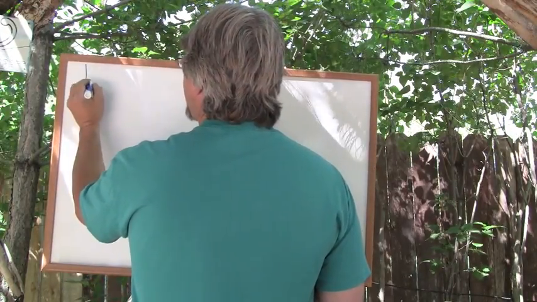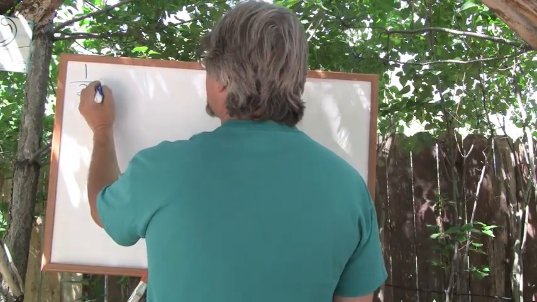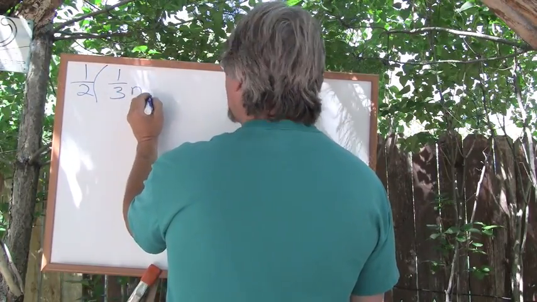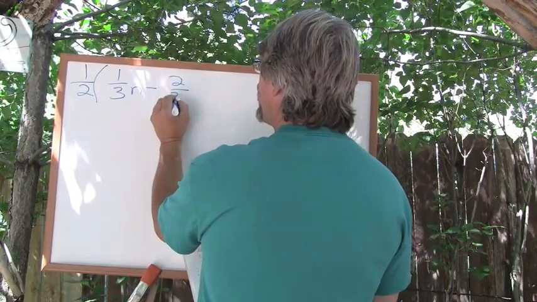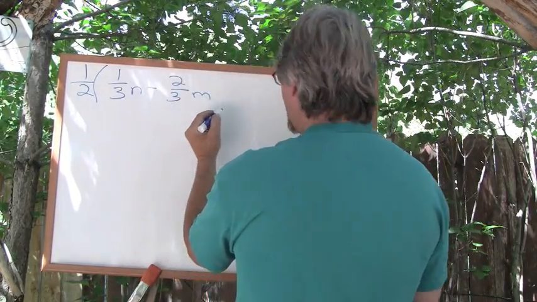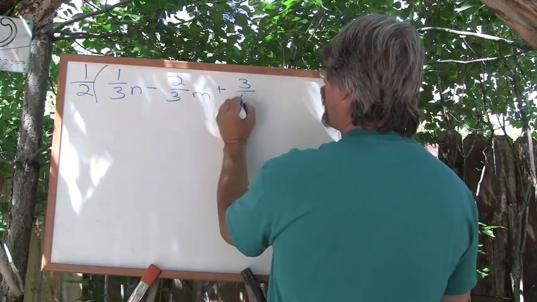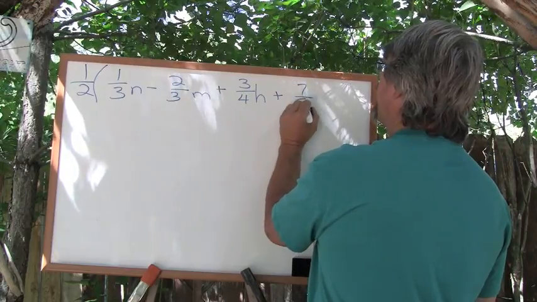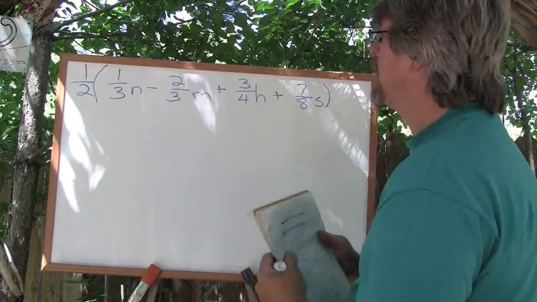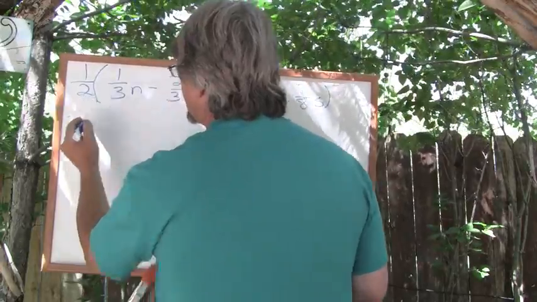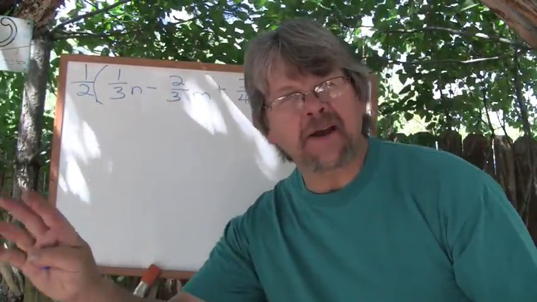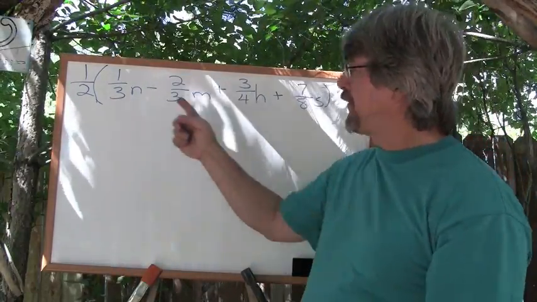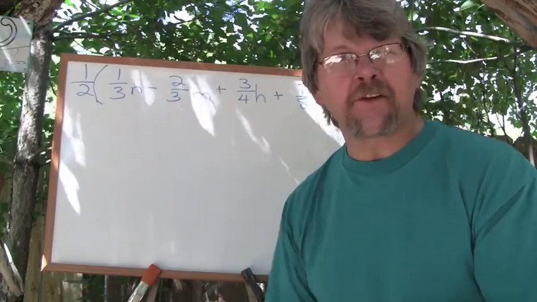Let's say we're given 1/2 times 1/3 n minus 2/3 m plus 3/4 h plus 7/8 s. And you look at that and you say, no thanks, dude, I think I'll take a pass. You're throwing too many fractions at me, man. No, relax. Look, it's simple to do fractions. We've already been practicing fractions.